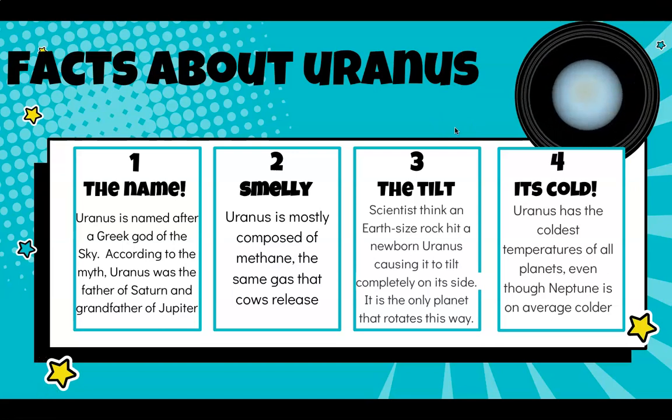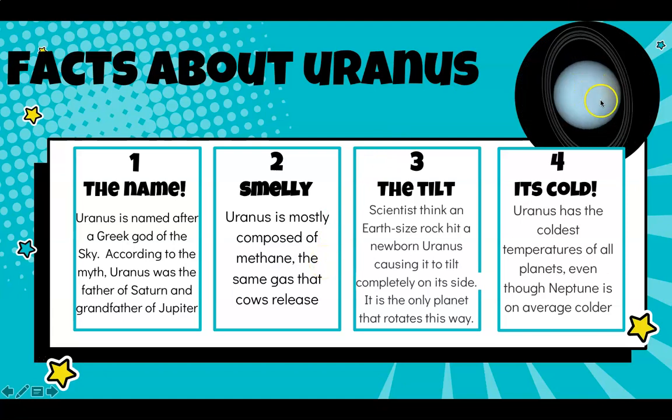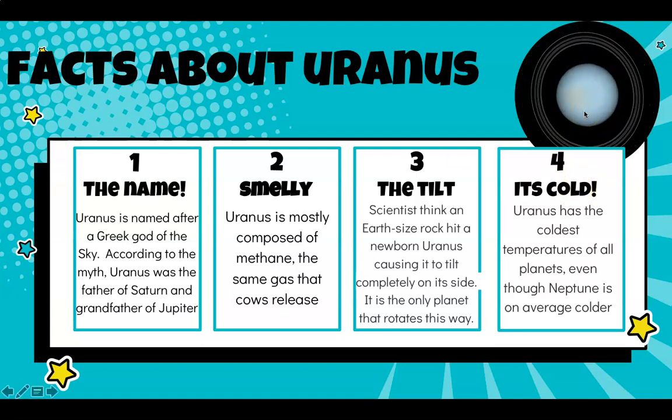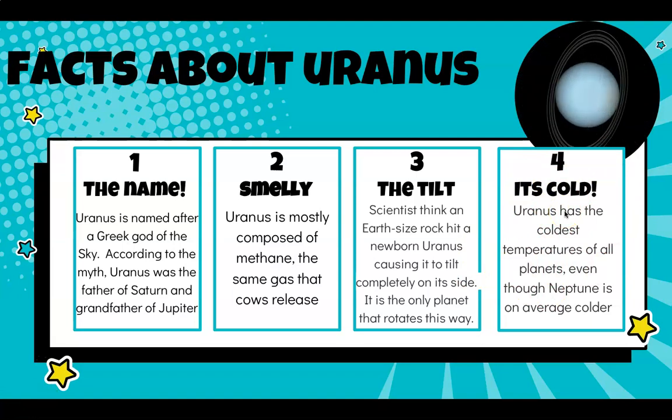Now, I find it funny that people call it Uranus and that it is a very smelly planet. It is composed mostly of methane gas, methane clouds. And methane is the same type of gas that cows release when they toot or fart. So that smell is what would be on Uranus, which is funny. I'm going to move to number 4 here. It's very, very cold. Uranus can reach the coldest temperatures of all the planets in our solar system, even though on average Neptune is colder.